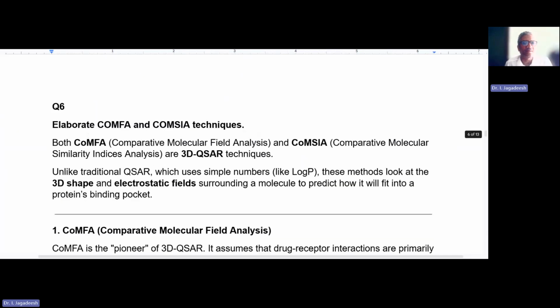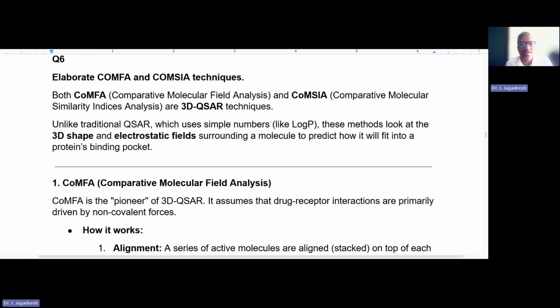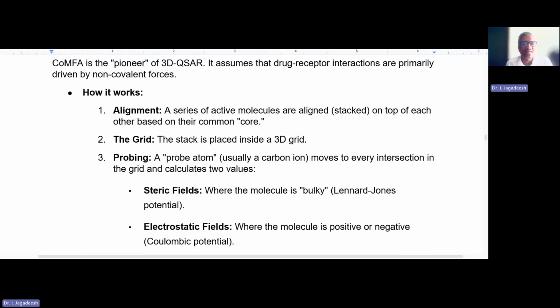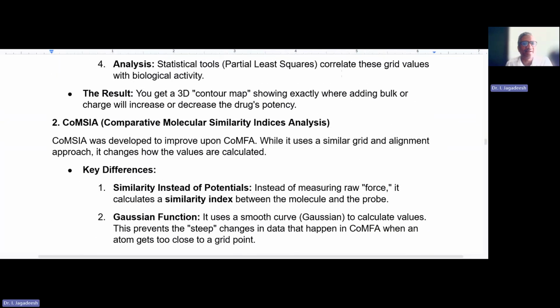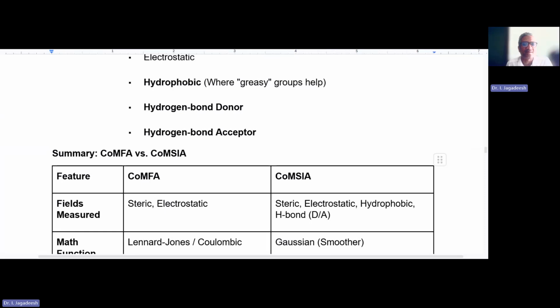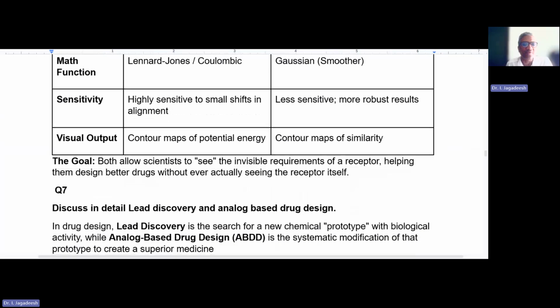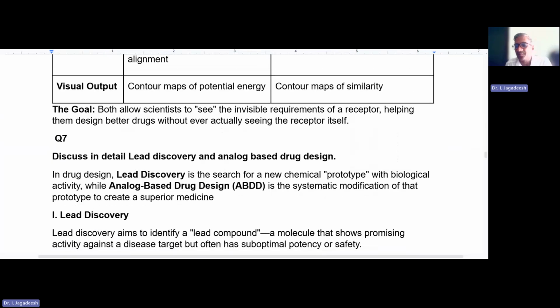Similarly, we have a bigger question where we have comparative molecular field analysis, which will be taken separately in a detailed manner, and comparative molecular similarity indices analysis. These two are the major ones, which have been compared in the table. First, you go through them. We will discuss them a little later in a complete manner.